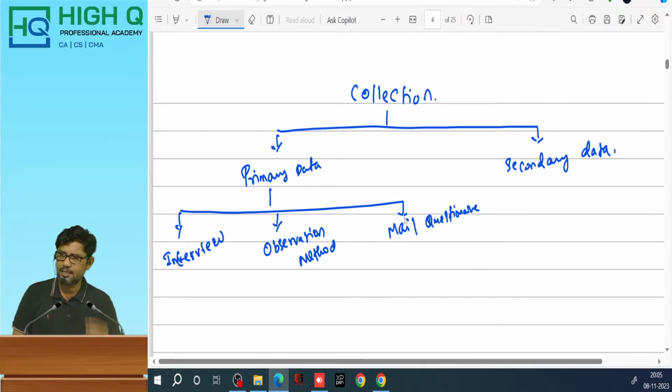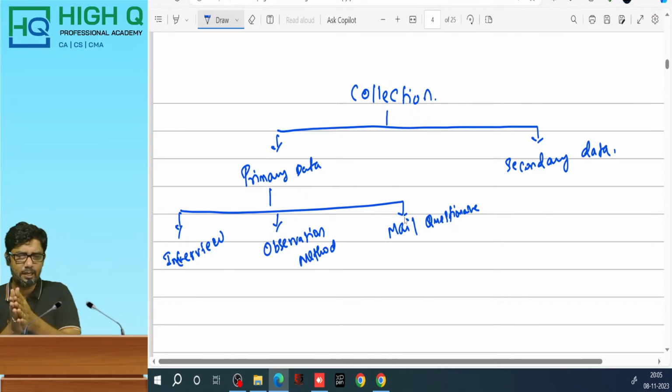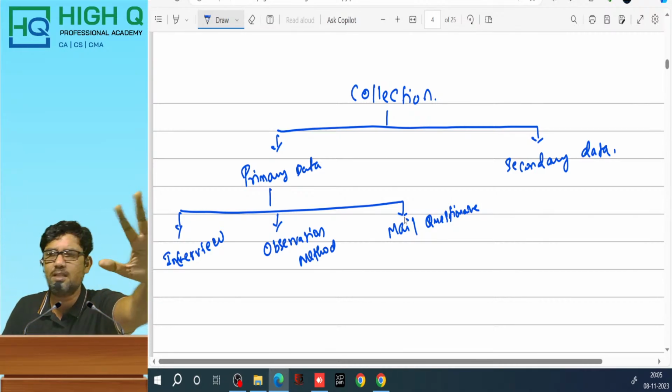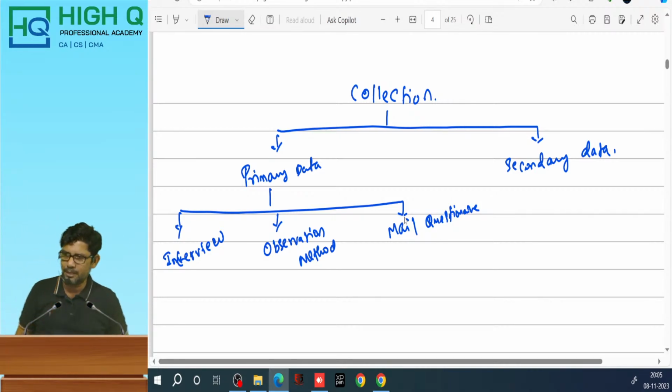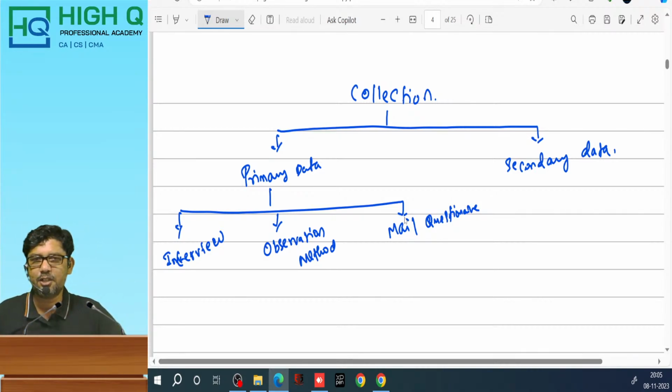My dear, there is a drawback in primary data. Actually, the most authenticated data is what? Primary data. One of the best data is what? Primary data. But there is a drawback in primary data. What is primary data collection? You know, it is actually highly time consuming. Okay, highly time consuming.